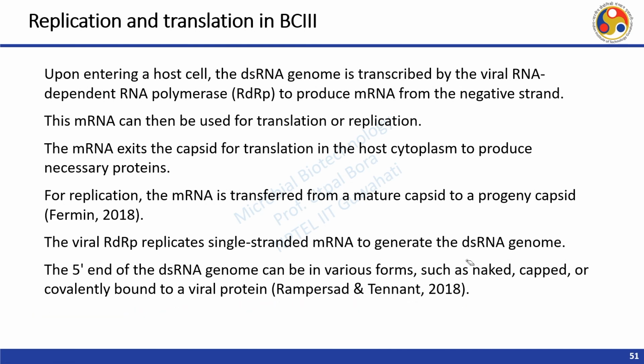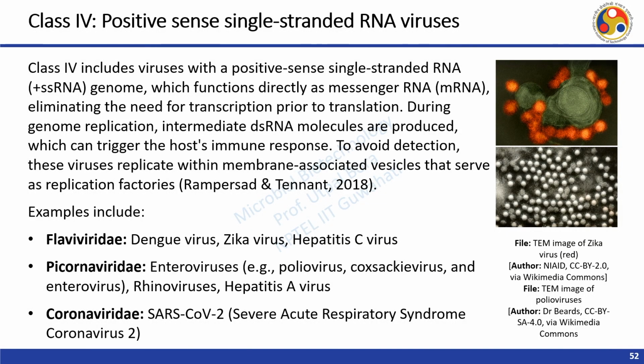Let us now look into the Baltimore class 4 type of viruses, which are positive sense single stranded RNA viruses. They function directly as messenger RNA, eliminating the need for transcription prior to translation. During genome replication, intermediate double stranded RNA molecules are produced, which can trigger the host's immune responses. To avoid detection, these viruses replicate within membrane associated vesicles that serve as replication factories.